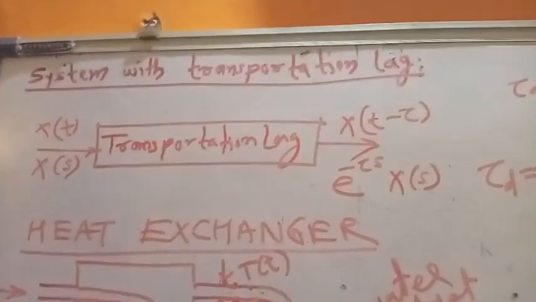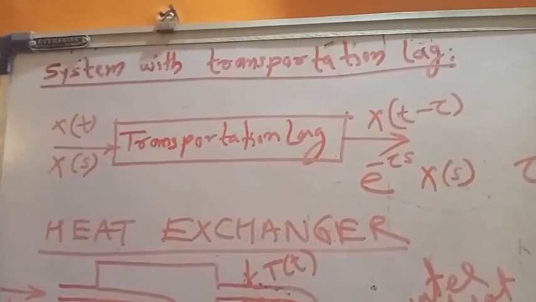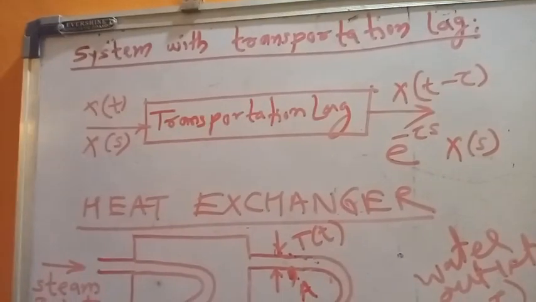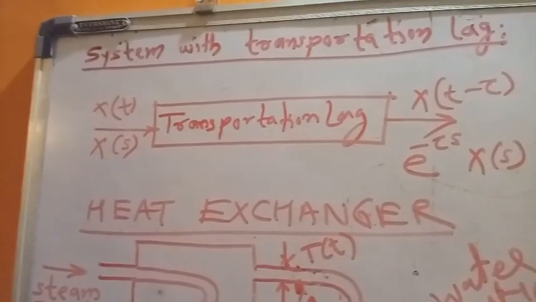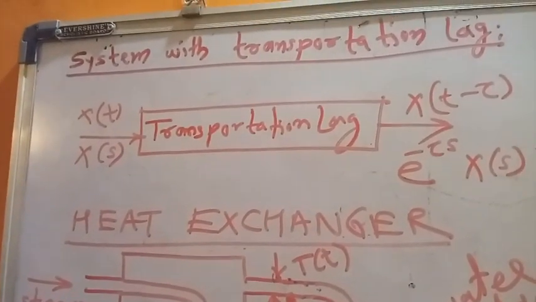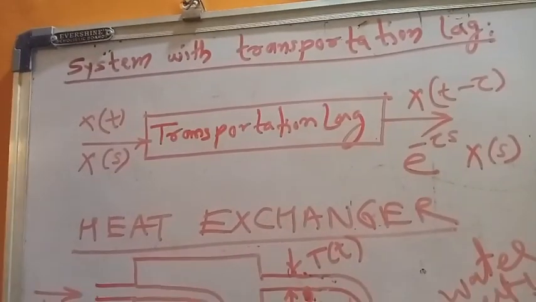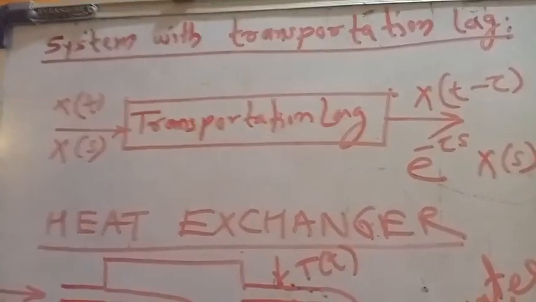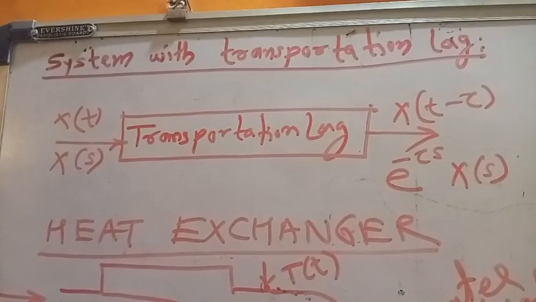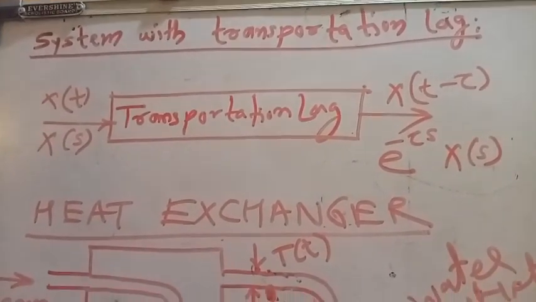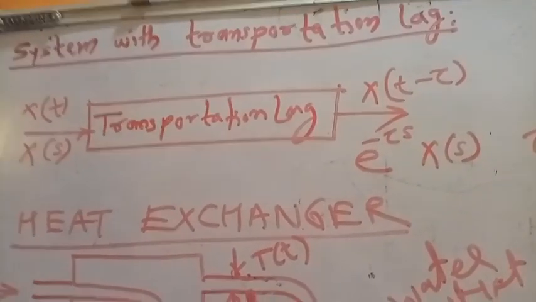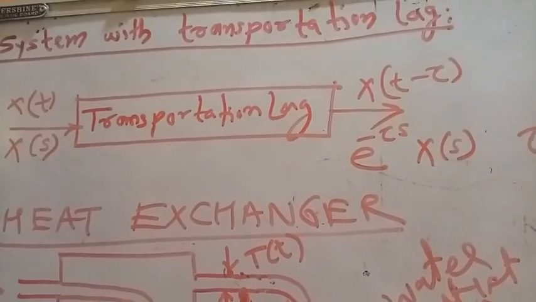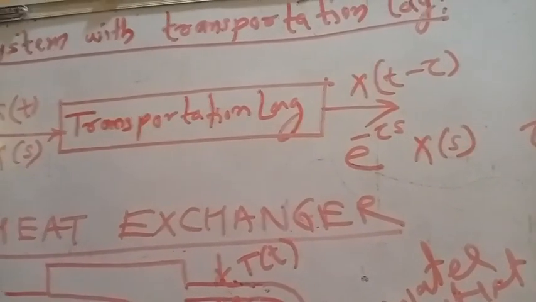The next topic is system with transportation lag. After completing root locus, this is a simple topic in university examinations. They ask about the explanation of system with transportation lag. Transportation lags are common in industrial applications.